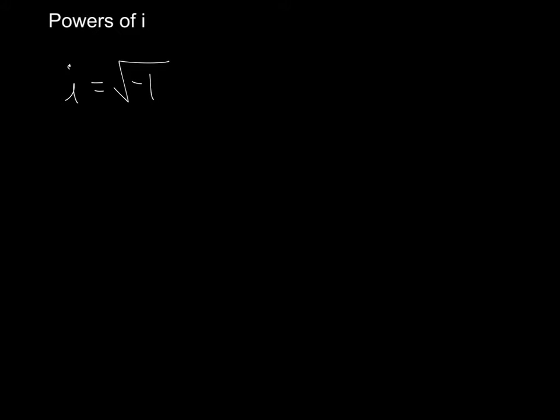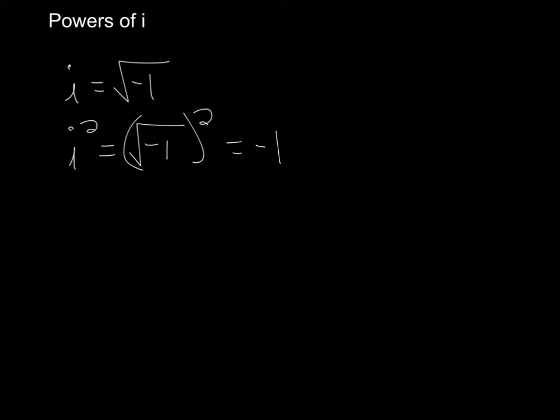So i is the square root of negative 1. So if I have i squared, that means I'm going to take the square root of negative 1 and square it, or I'm going to multiply it by itself, right? When I square a square root, you get what's inside. You get the radicand, okay? So the square root of negative 1 squared is negative 1. So i squared is negative 1.